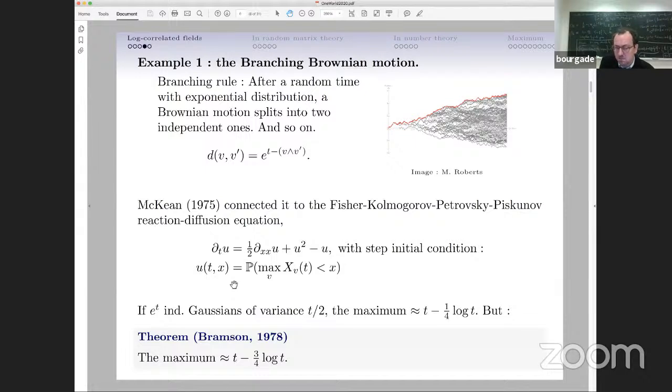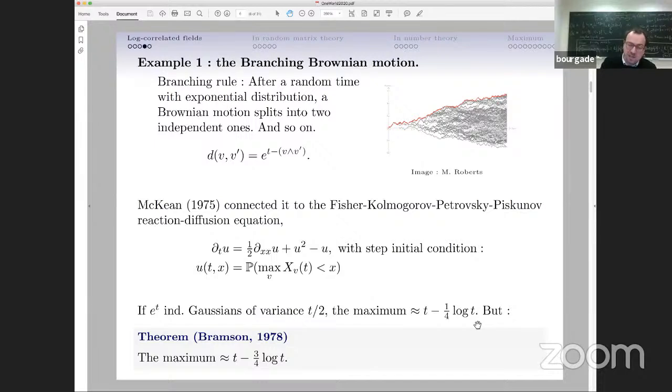So this has stemmed a lot of interest in the 70s and 80s for really fine studies of the maximum of this branching Brownian motion. You see, the number of Brownian motions that you end up with at time t is of order exponential t. So if you do the Gaussian calculation like before, and each one has variance t over two, my Gaussian calculation from before tells you that if they were independent, the maximum would really be of order t minus a quarter of log t.